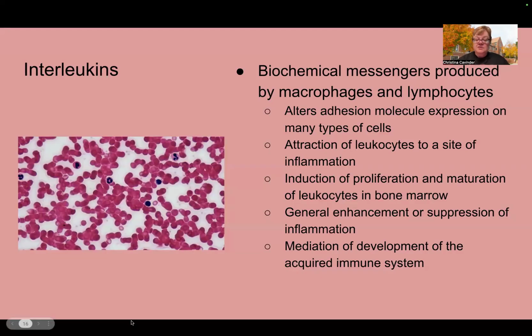So interleukins are messengers produced by macrophages and lymphocytes, and they alter the adhesion molecule expression in the cells. So they attract leukocytes to that site. They induce proliferation and maturation of leukocytes in the bone marrow. And they generally enhance or suppress inflammation. So they're sort of like the cytokines where, if it's needed, they're activated. If it's not, then they decrease the activation. And they mediate development of the acquired immune system.